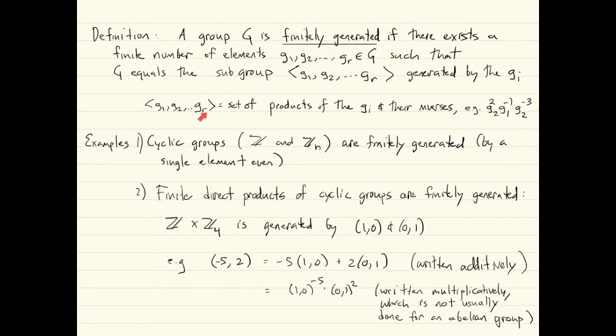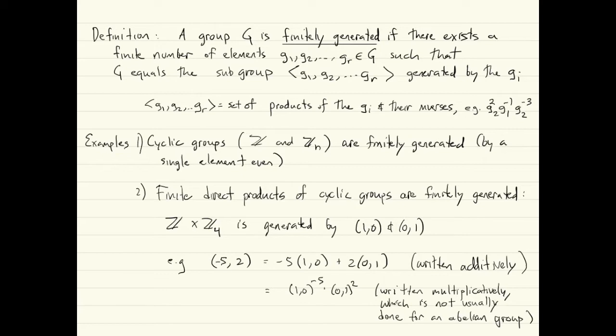This subgroup, the subgroup generated by g1, g2 up to gr, is the set of products of the gi's and their inverses. So a typical example of an element in this subgroup might be g2 times g1 inverse times g2 to the -3, for example. This product is g2 times g2 times g1 inverse times g2 inverse times g2 inverse times g2 inverse, three consecutive times. So that's what I mean by products of the gi's and their inverses.